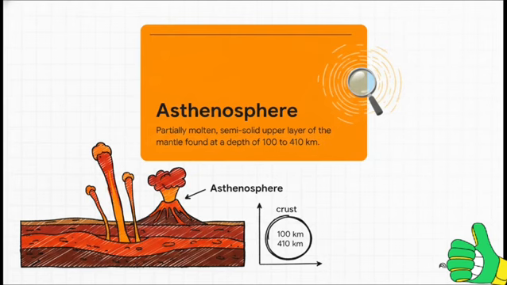As we go deeper, we hit the asthenosphere. This is a vital keyword for your exam, so definitely remember this one. It's the partially molten, semi-solid upper layer of the mantle, found at a depth of about 100 to 410 kilometers. The extreme heat and pressure here keep the rock in this semi-molten state, which is exactly what feeds the magma chambers of volcanoes up on the surface.